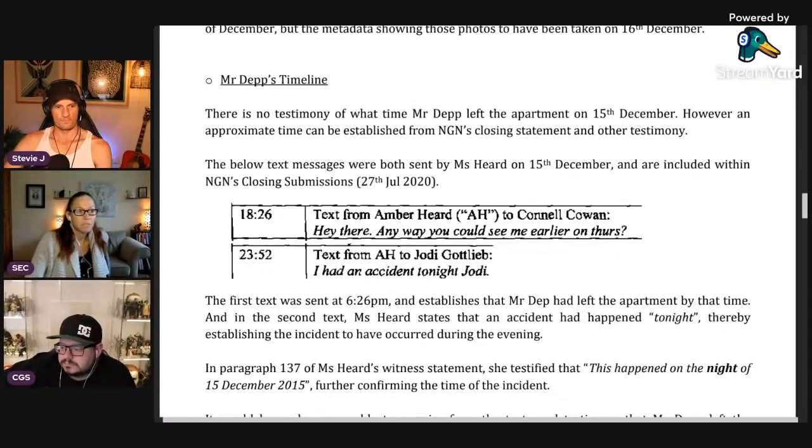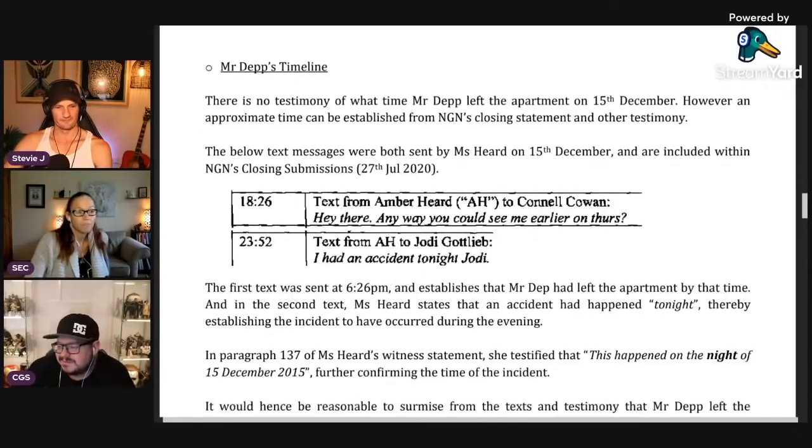The below text messages were both sent by Miss Heard on the 15th of December and are included within NGN's closing submissions. So at, what is that, Stevie? 6:26. 6:26. And 11:52. Thank you. She texted Dr. Cowan and said, hey there, anyway, you could see me earlier on Thursday, had an accident. And then she texted Jody, her publicist, and said, had an accident tonight, Jody.